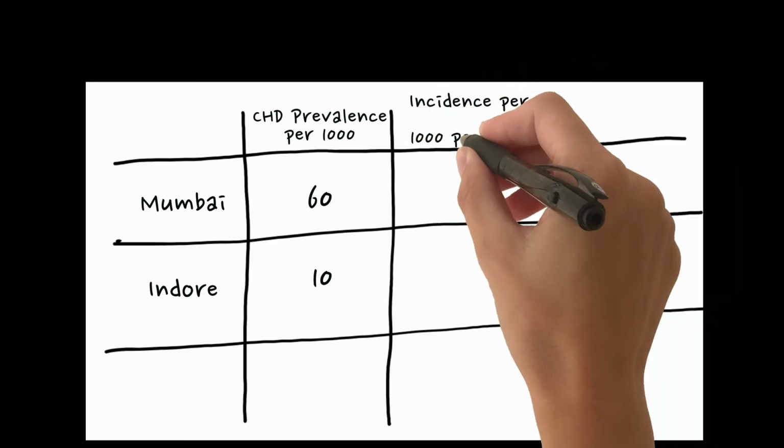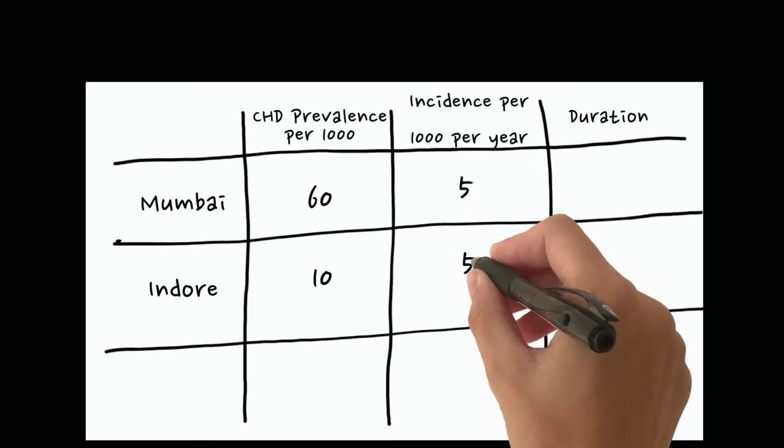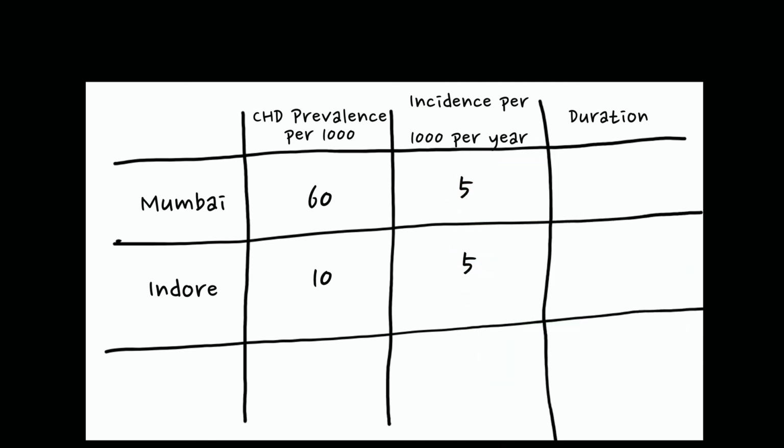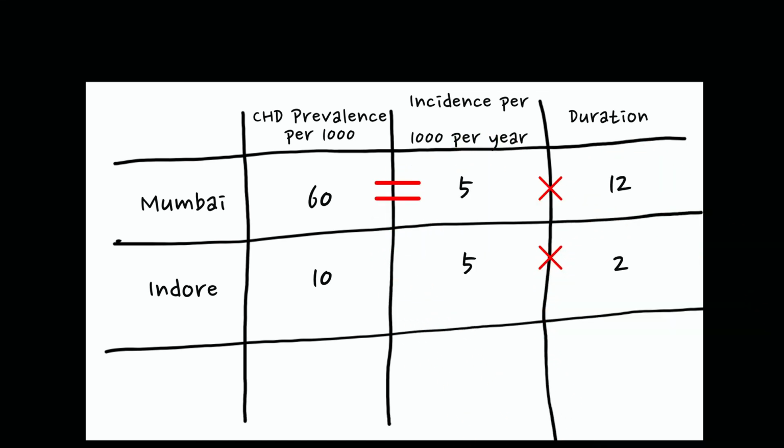Let's look at the incidence rate and duration of disease in both locations. Incidence rate is 5 per 1000 per year in both places, but duration of disease is 12 years in Mumbai due to better care, whereas in Indore people die within 2 years of CHD. So higher prevalence in Mumbai is just because of the better care prolonging life. As we said, prevalence is equal to incidence multiplied by duration, so 5 times 12 is 60 and 5 times 2 is 10.